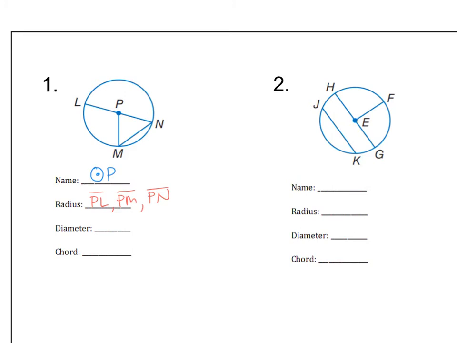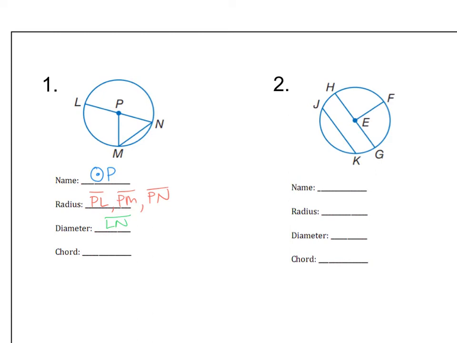So a diameter, remember, goes all the way across the circle and it has to go through the center. So it would be like this green one. So then that is segment LN. Notice how I'm putting that little bar above the two letters? You have to do that. That's the segment bar, and that's how you would label it.